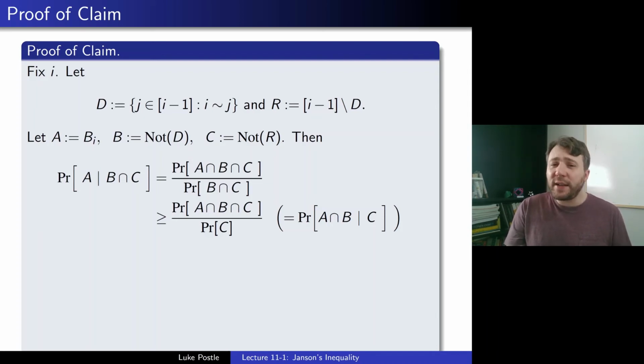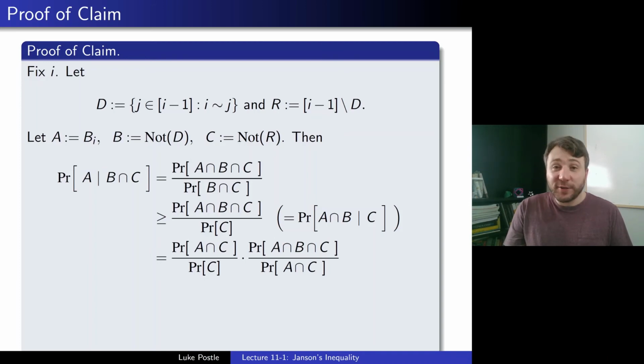And why should that be nice? Well, if I rewrite in conditional terms, that's the probability of A intersect B given C. So that's just an inequality that holds for all A, B, and C in a probability space. It has nothing to do with the setup for Janson's or anything. So that's the first step.